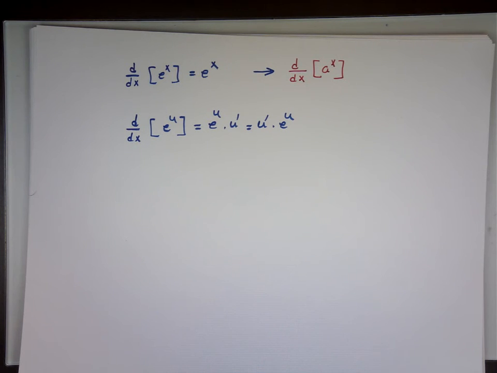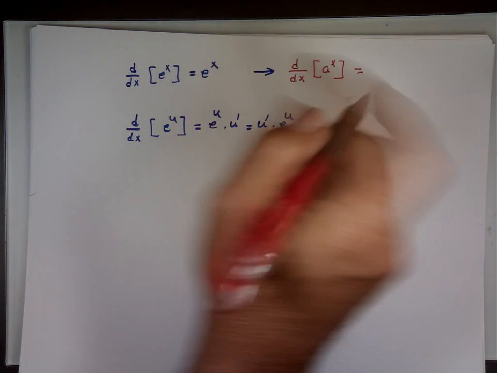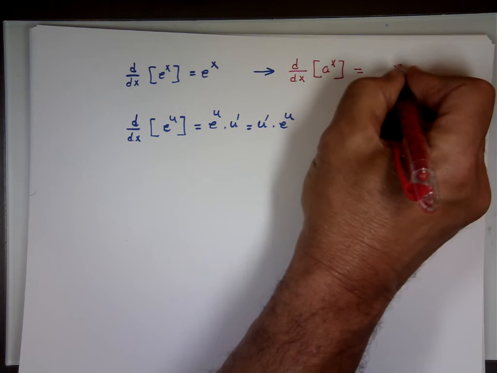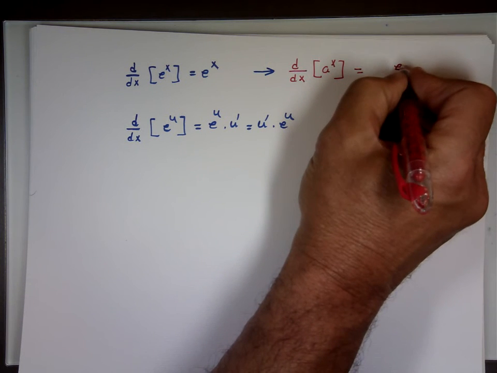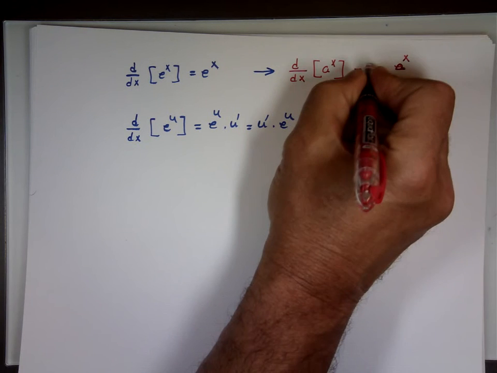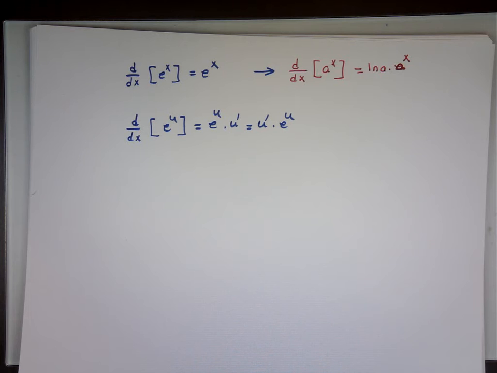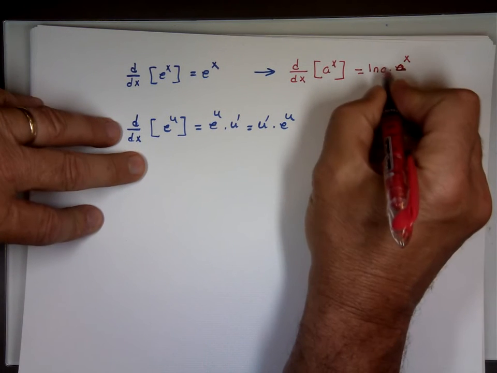If that was e to the x, the answer is going to be what? E to the x. But if this is a to the x, it's going to be a to the x. The only difference, we need to multiply by the natural log of a. So the natural log of a, because it's not e, it's the natural log of a times a to the x.